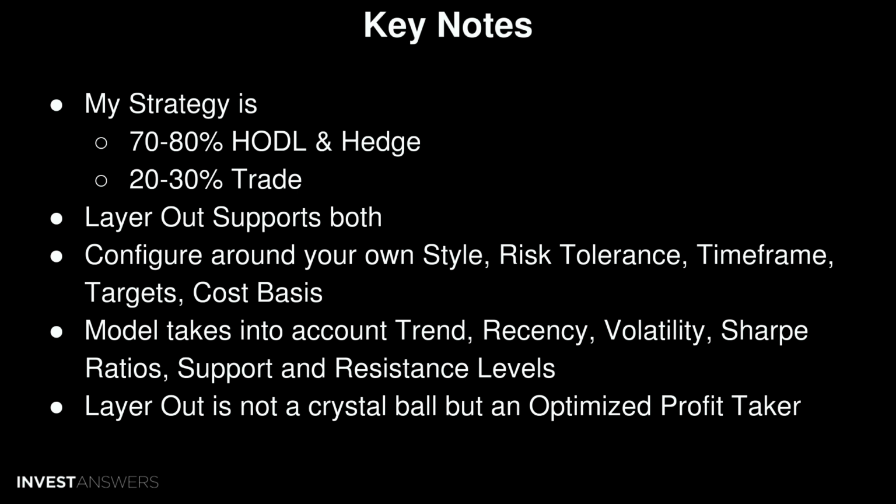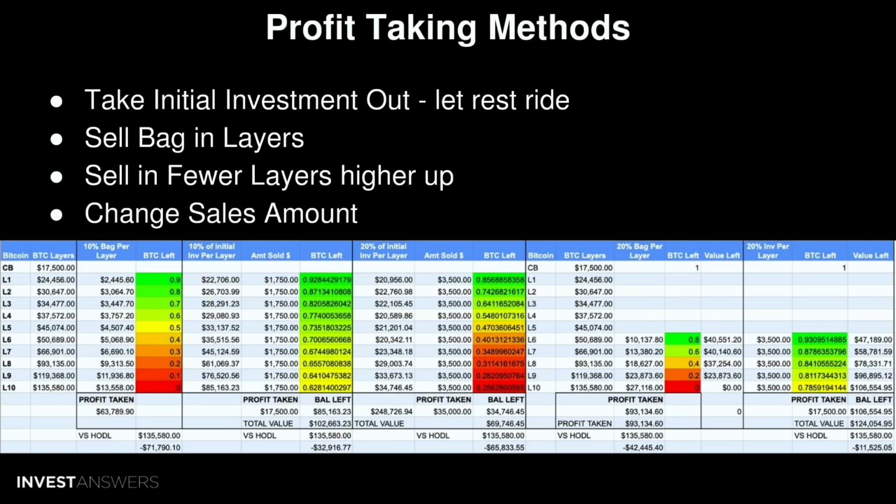And remember, the model also takes into account trends, recency, volatility, Sharpe ratios over multiple periods, support and resistance levels that we configure. But remember, it's not a crystal ball, but it is an optimized profit taker, and it is unique in the market. Nothing like this exists anywhere else. And that's why it took so long to build. So let's talk about my profit taking methods. Again, find your own rhythm. I just want to share some of the things that I do, and a very good way of framing up how to approach this science.